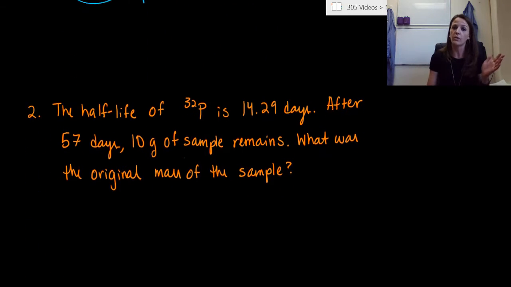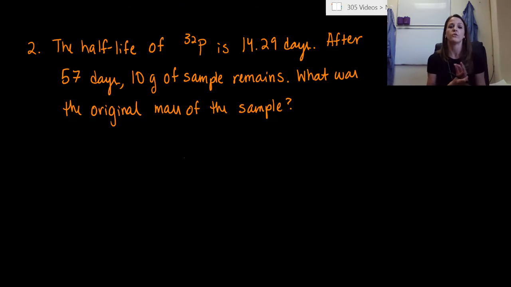This one's a little bit backwards from the first problem we just did. So now I'm telling you that phosphorus-32 has a half-life of about 14 days. After 57 days, we know we have 10 grams of sample remaining. So how much did we have at the very beginning, on day 1, hour 1? Go. All right, did you get an answer? Hopefully you did, but if you didn't, that's okay.